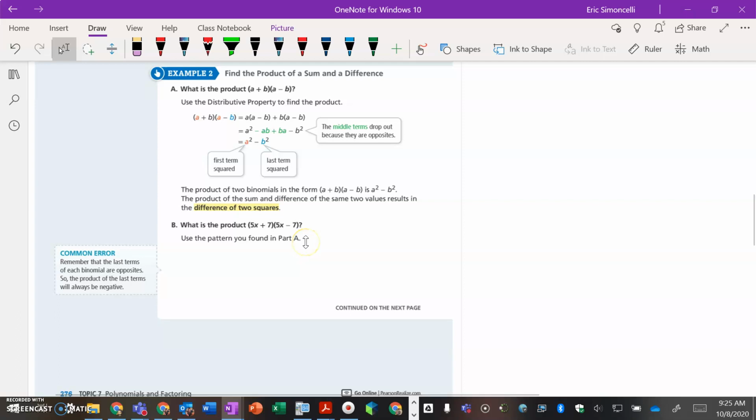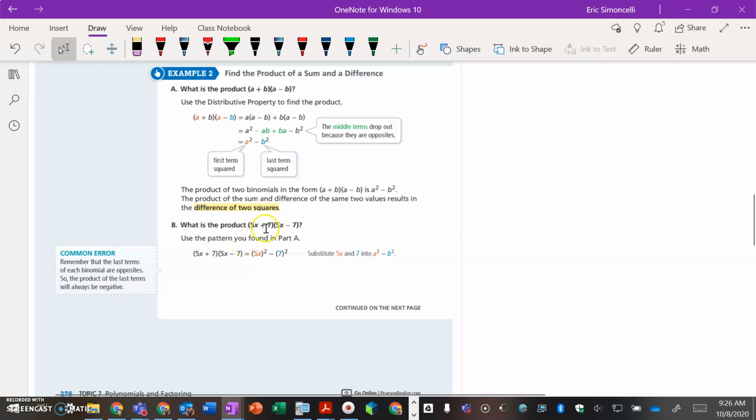Use the pattern you found in Part A. We'll do it more quickly, of course, with the pattern in mind, and here we go. When you see this particular nuance where the signs are opposites, one is 5x plus 7 and the other is 5x minus 7. This term is your a, so a squared. This term is your b, so b squared. Notice the sign is always minus because it's the difference of two squares.